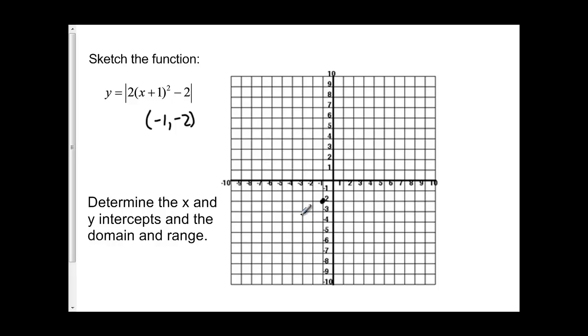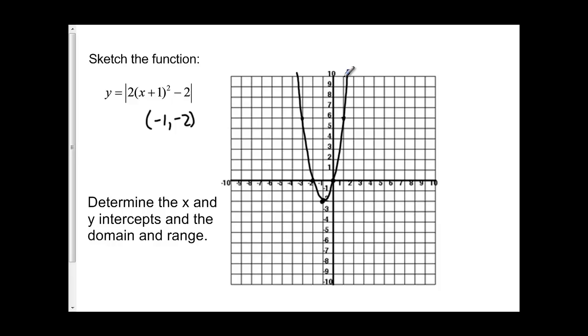Now my original pattern for drawing a parabola was over 1 up 1, over 2 up 4, over 3 up 9, with a pattern of squares. But because I've got a 2 here, I'm going to need to double all those values. So I'm going to go over 1 up 2, I'm going to go over 2 up 8, and then I'm going to be off my screen. So over 1 up 2, over 2 up 8, and there's a sketch of my original parabola.